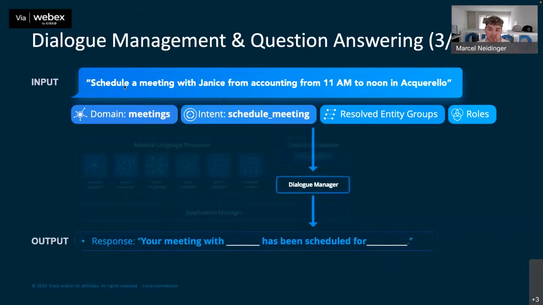And then we also want to give back some sort of output, and this is also part of the dialog manager. So for example, you can have 5 different ways of replying, and it will randomly choose one of them so that it doesn't feel that static, so it doesn't feel like you always get the same response back. And also, of course, you can fill in all of the information that we have previously resolved, like your meeting with, in this case, Janice, as a placeholder, and then it's scheduled for 11 a.m. today. So that's also part of the dialog manager. That's sort of the final step, right? Combining all of the information into one and giving you that back.